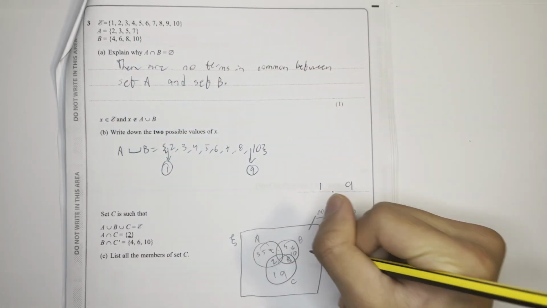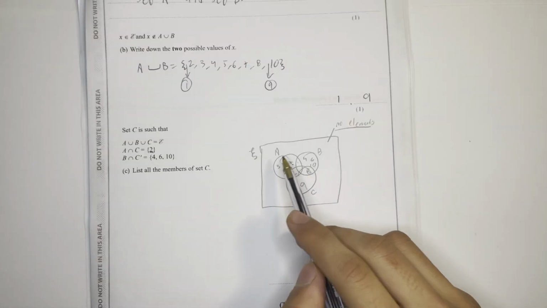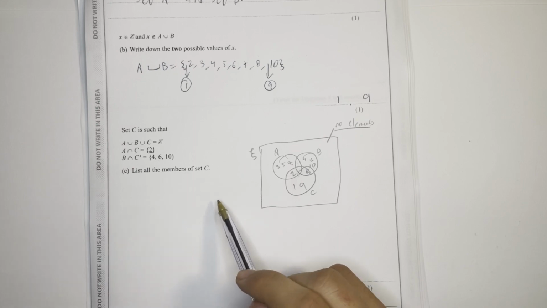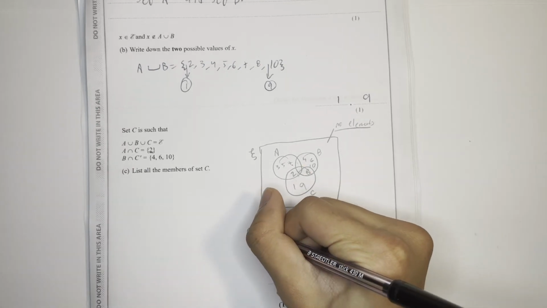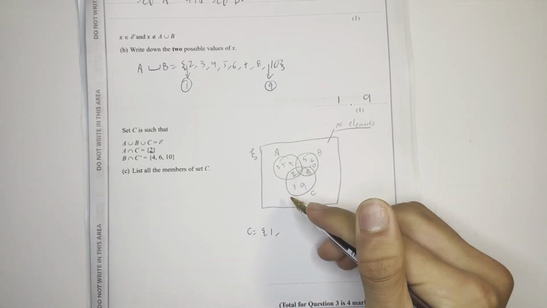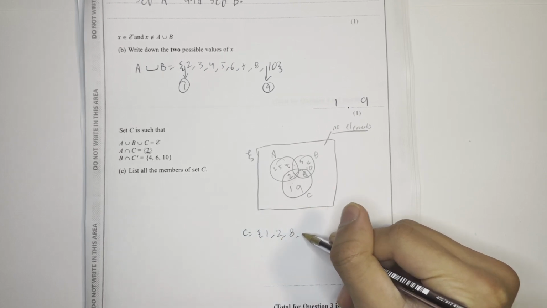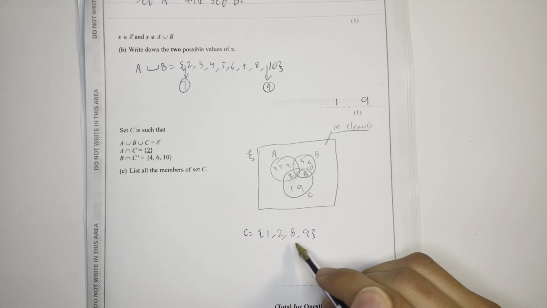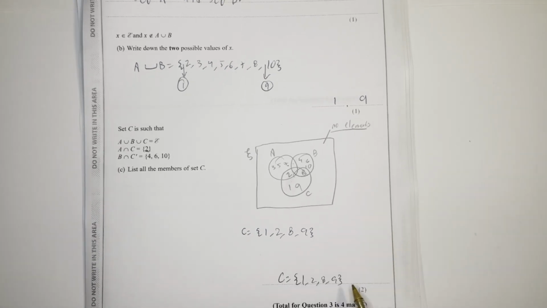So now we've distributed all of these numbers amongst the sets, and we step back and look at all of the members of set C now. We have C is equal to 1, 2, 8, and 9. Remember, convention is that we always write the elements in ascending order. This is your final answer for this part of the question.